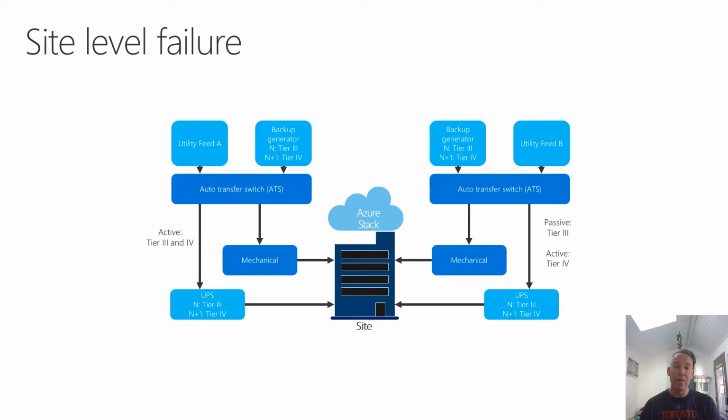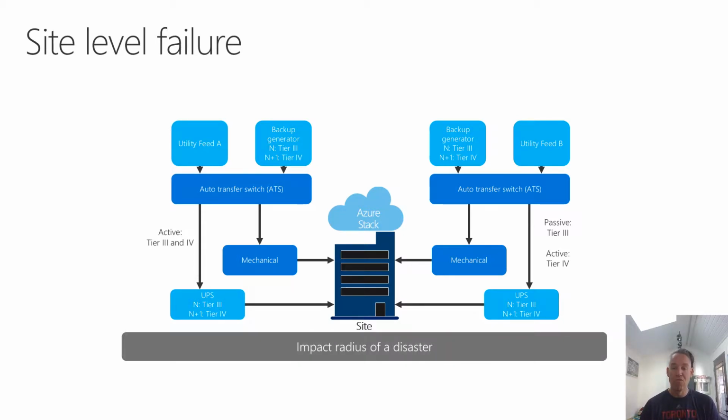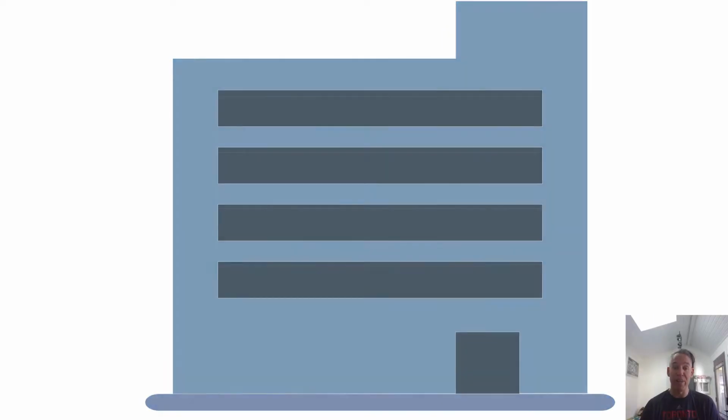So if we imagine there's a site level failure, we could call that the impact radius of your disaster. So the whole data center is gone. And we'll talk about how Azure Stack can recover from failure in a little bit.